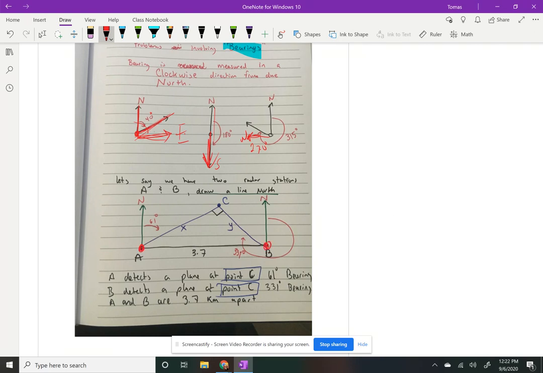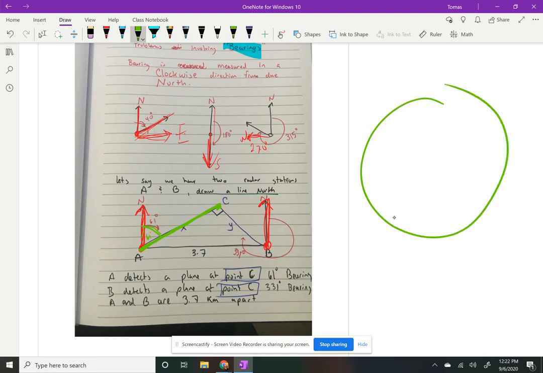So let's say we have two, A and B, and they're both on the same north plane, right? So they always do their bearings based off north. So Tower A detects a plane at point C, and it's at a 61 degree bearing. That means from the station's position, it's 61 degrees from north. So this is 61, and this is how they're detecting it.